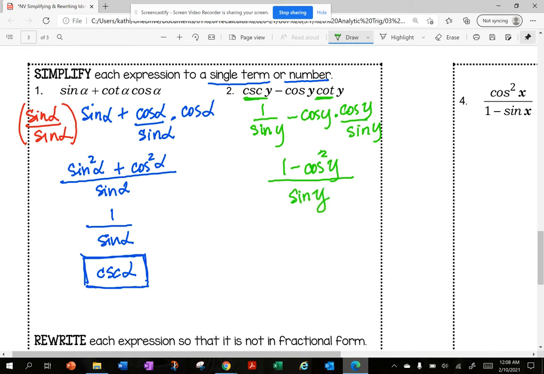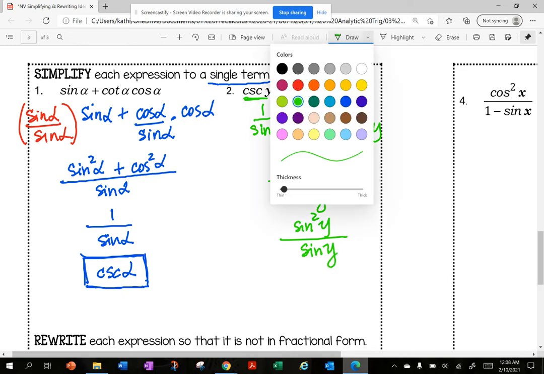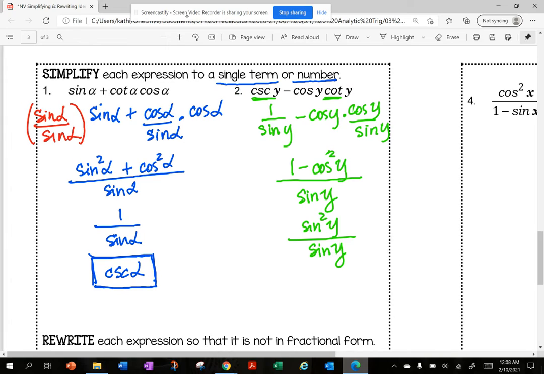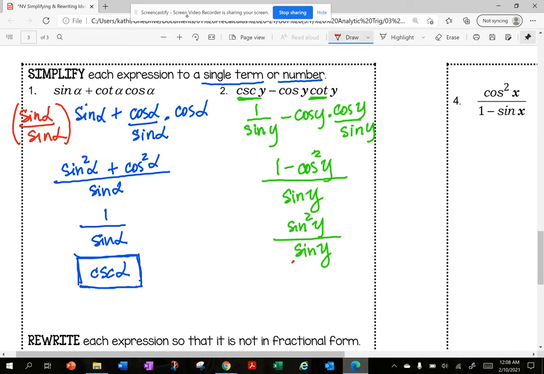So 1 minus cosine squared, from the Pythagorean identities, is sine squared of y divided by sine of y. And then I can simplify. So 1 sine from the denominator with 1 sine in the numerator. So I'm left with just sine of y.